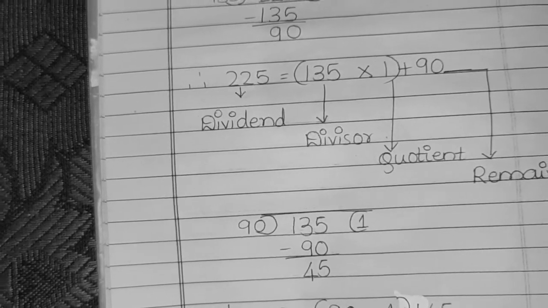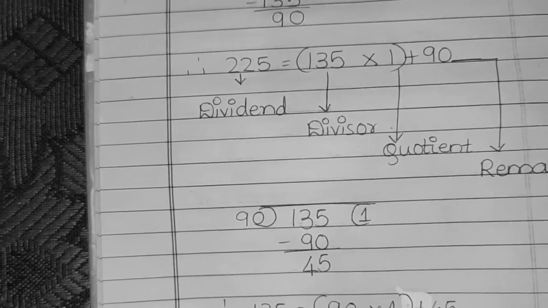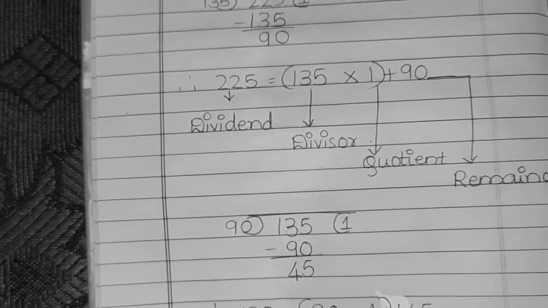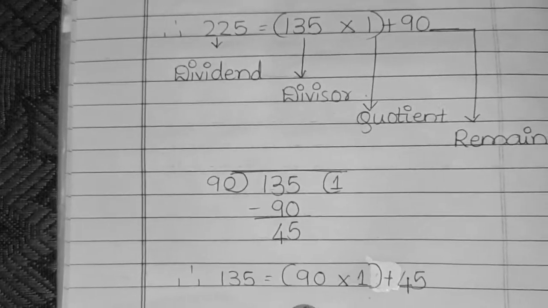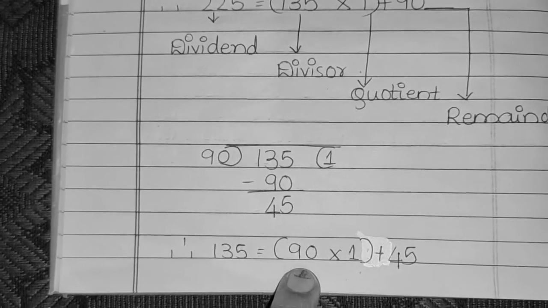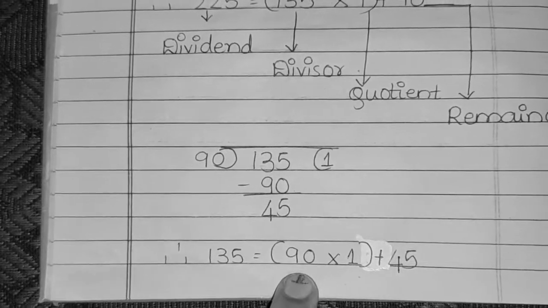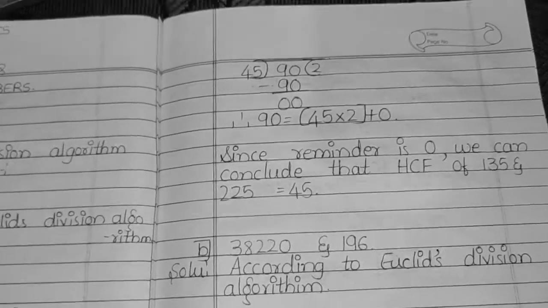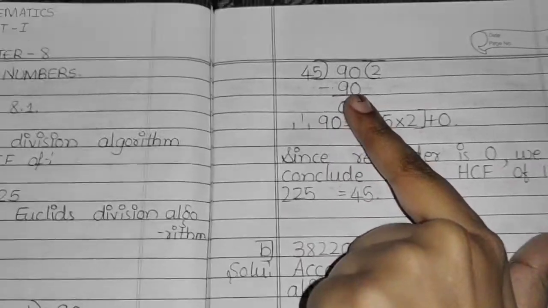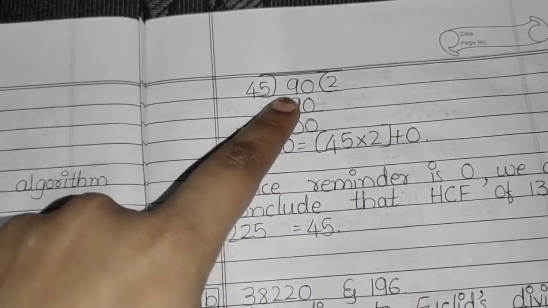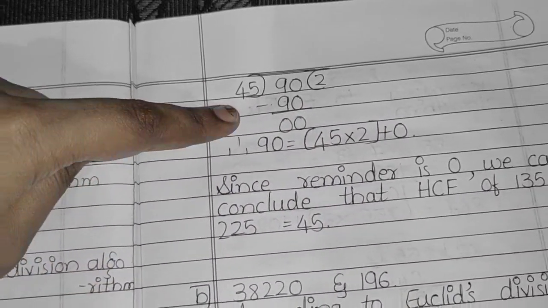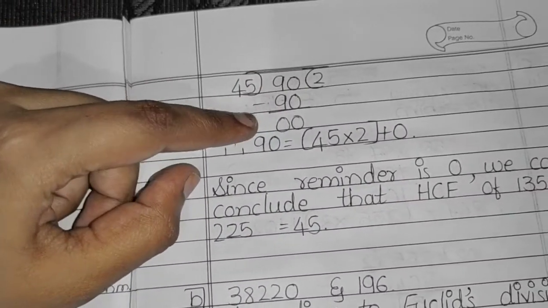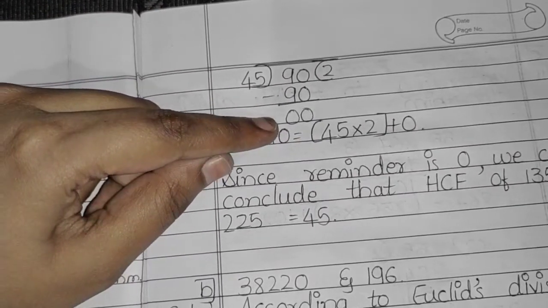What is A? A is our divisor, and this is our dividend. A is our divisor, and B is our dividend. So we have to solve this until we get the value as 0. Let us take the divisor again and keep it out here, and we will keep the dividend outside. 45 2s are 90. 90 minus 90 is 0.